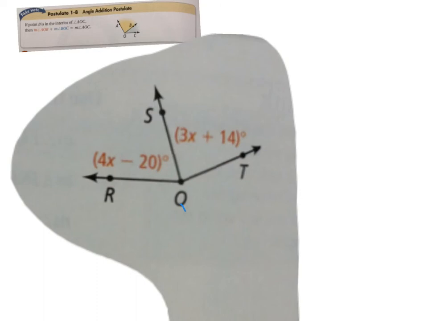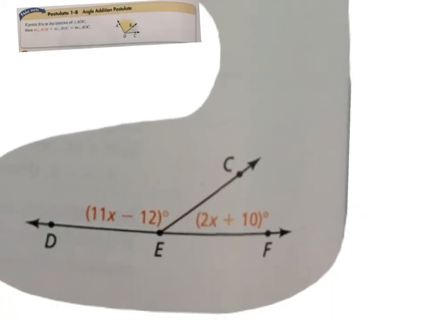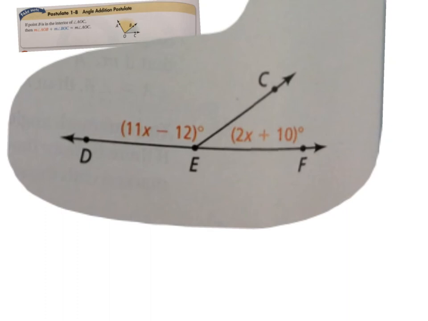One more problem we can look at is this one. And in this case, this DEF is supposed to be a straight line. And so when we add these two measurements together, they should equal 180 degrees. So 180 degrees, that's the measure of angle DEF.